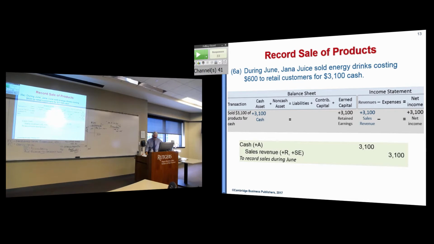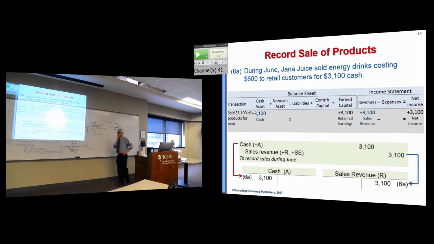And then, of course, posting that, as you can see, is debit to cash, credit to the revenue account. Now, again, we're calling this 6A because anytime you have a sale, you should always keep in mind that there's going to be a cost of sales.